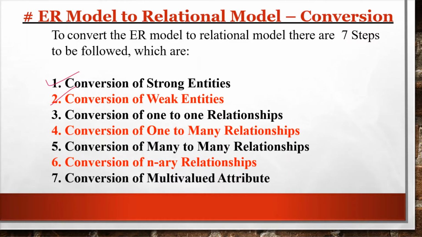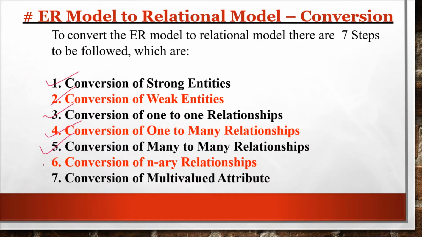Next, conversion of one-to-one relationship, one-to-many relationship, and many-to-many relationship. So cardinalities are only one-to-one, one-to-many, and many-to-many. We have covered all the cardinalities in rules number 3, 4 and 5. Further, rule 3 is also divided into 3 rules based on the participation constraint. That will be covered in further slides.